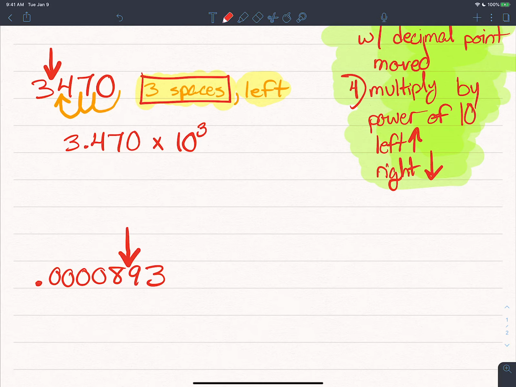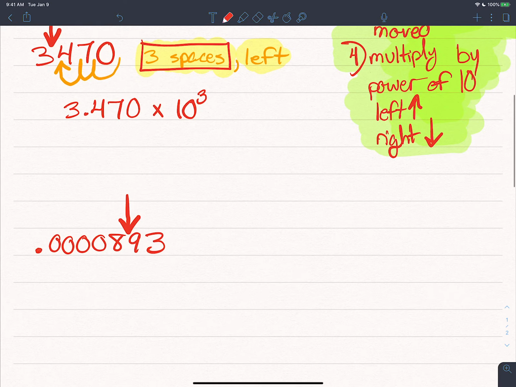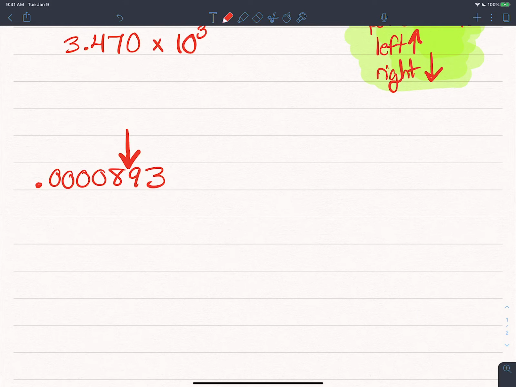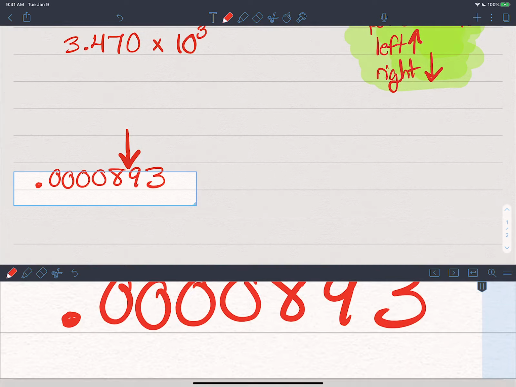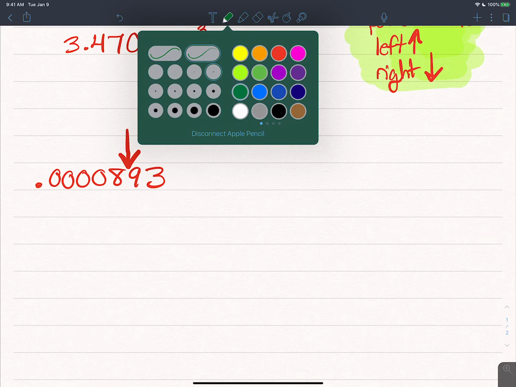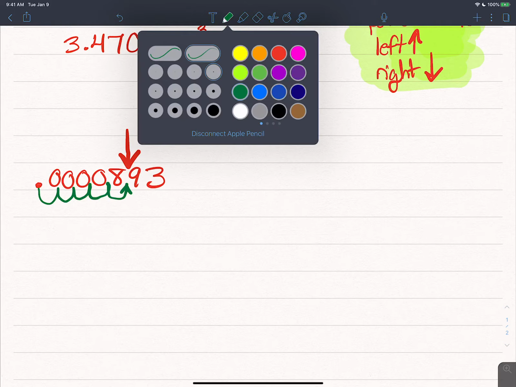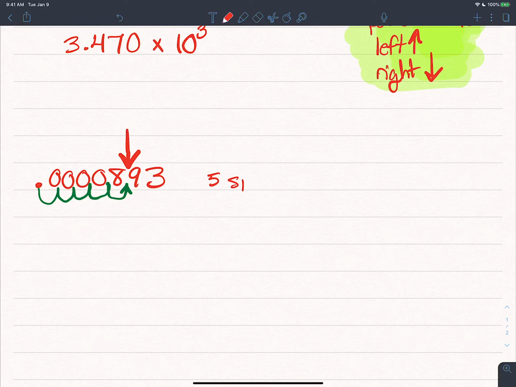Now, step 2 is how many spaces and in which direction. So how many spaces are we moving it over? Well, we're starting here this time. So how many spaces? Let's just count it. I recommend drawing the little hoops. We're going to go 1, 2, 3, 4, 5. 5. So where did we go? 5 spaces to the right. Exactly. 5 spaces to the right.